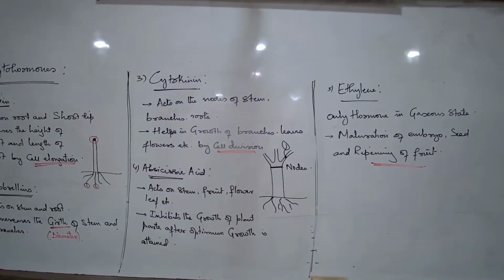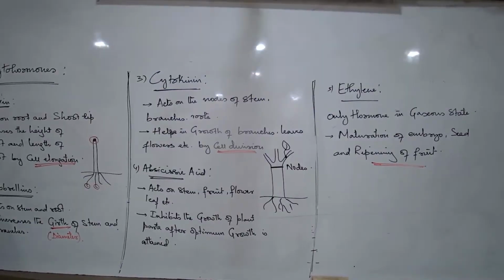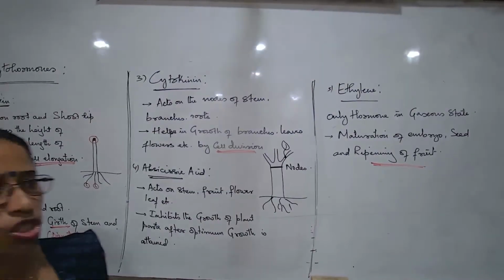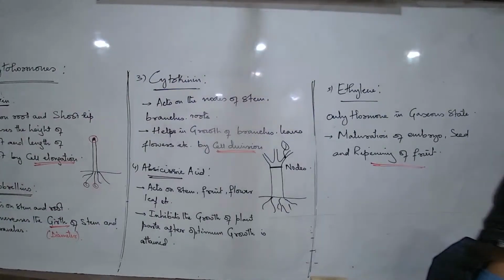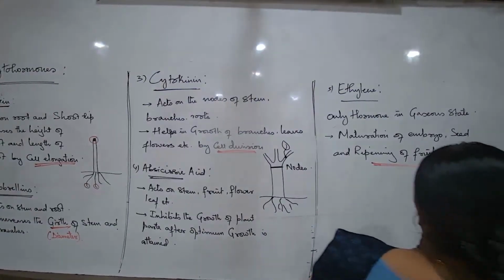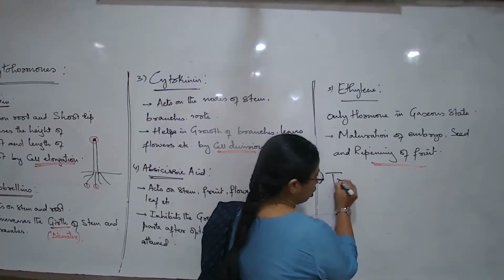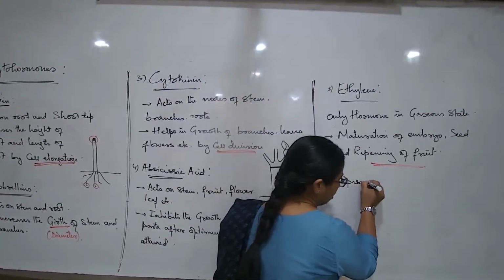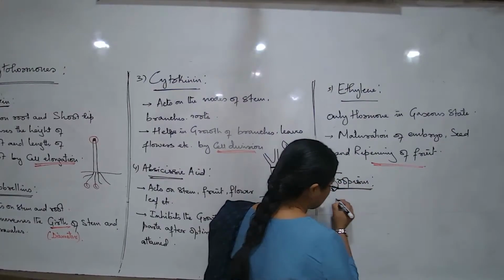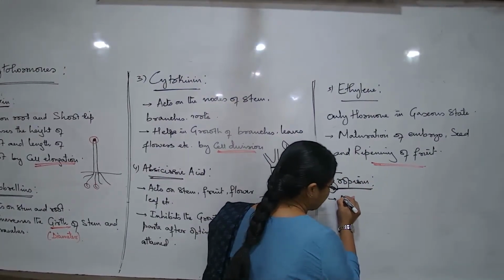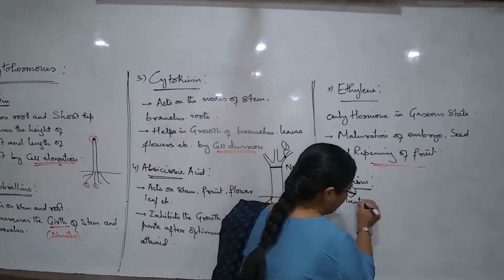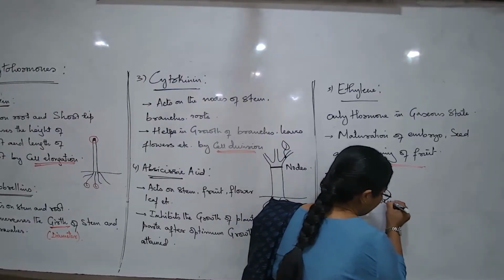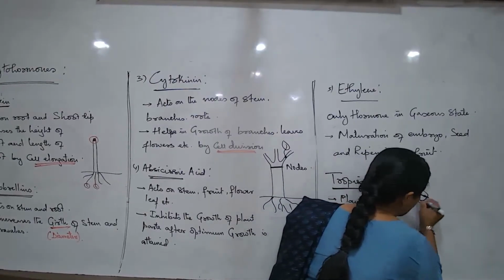The last topic that we have is tropic movements, tropism. Now this is a very simple concept, tropism. What is the meaning of tropism and tropic movements? Tropism, to understand, is a type of plant movement with respect to a stimulus.